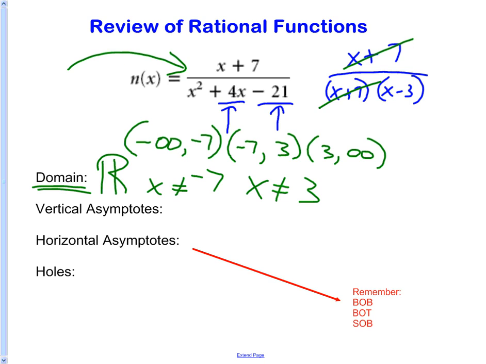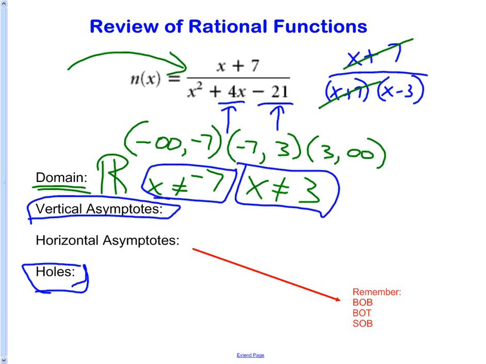All right, next thing is vertical asymptotes. The asymptotes and the holes come from these guys. Each of these is either an asymptote or a hole. It can't be both. So which one is a hole? Negative 7. And if the hole is at x equals negative 7, then the other one, that 3, must be something. So what is it? That must be the vertical asymptote.